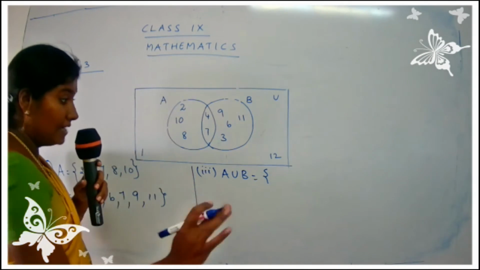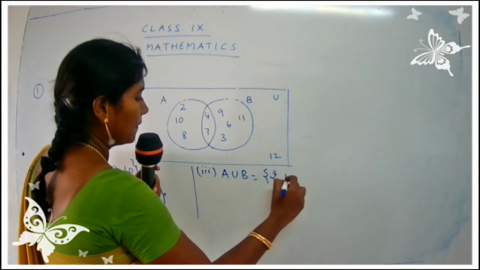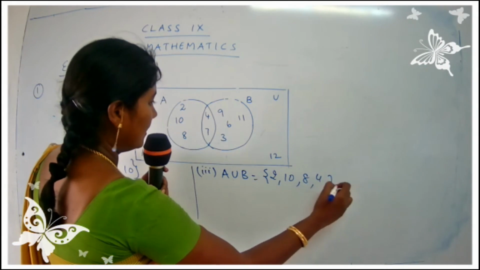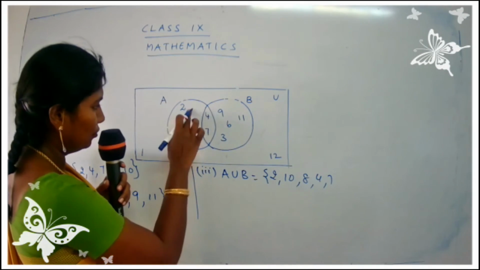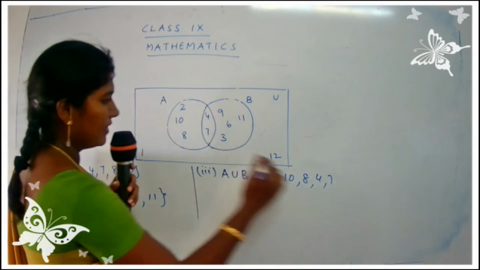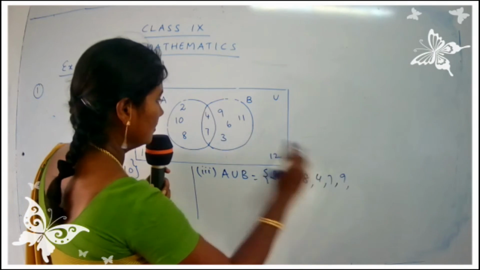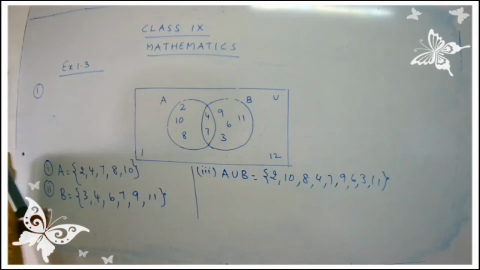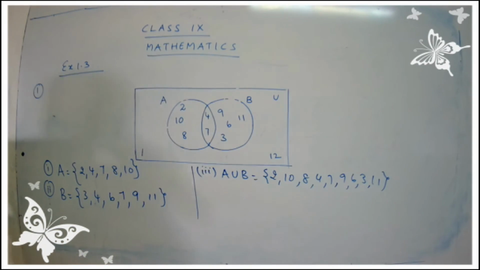You can write, I'll just give you an idea. You can write 2, 8, 10, 4, 7, 9, 6, 3, 11. This is not at all wrong. We can write down the answer in such a manner.